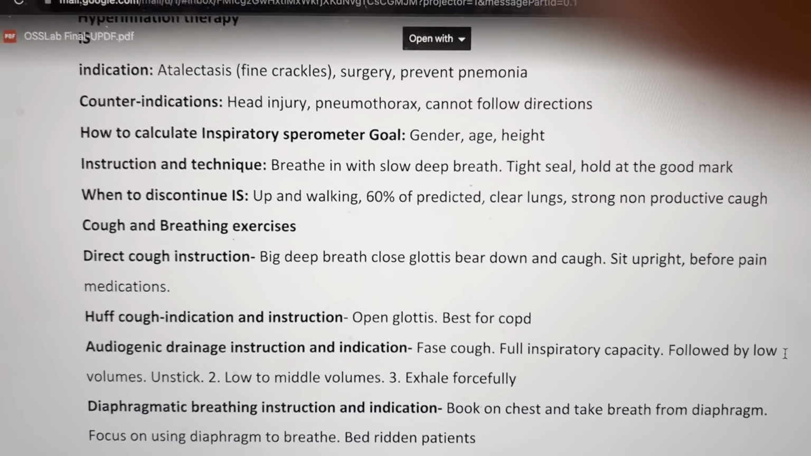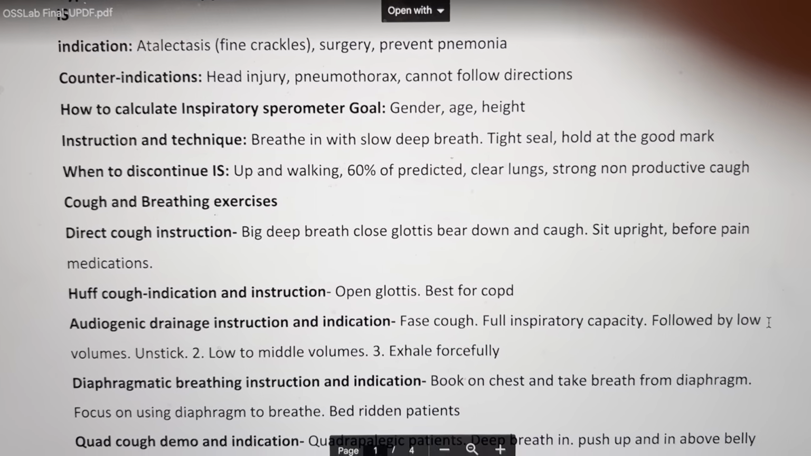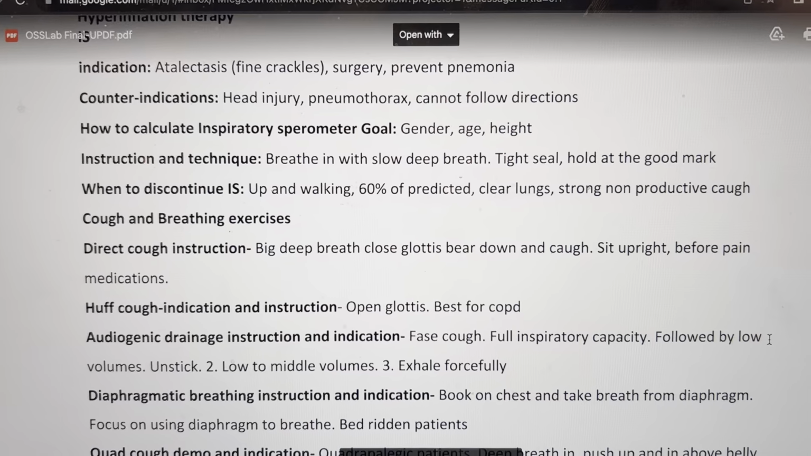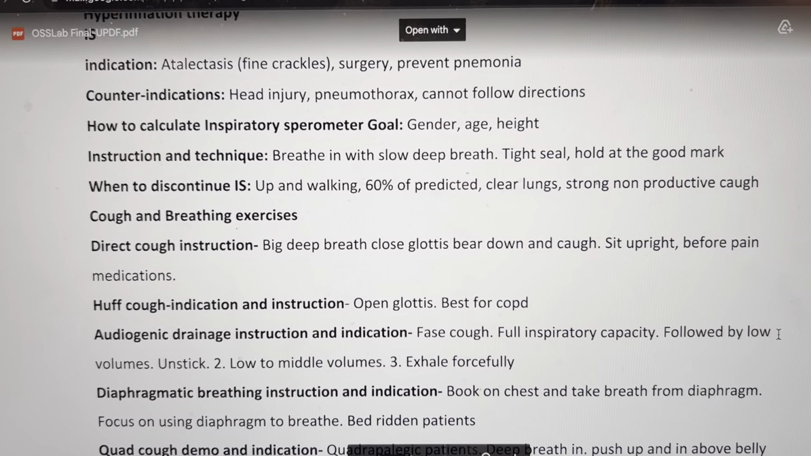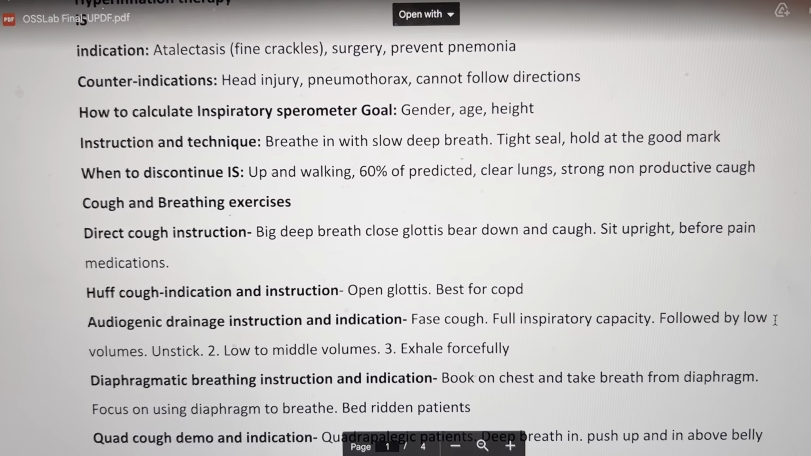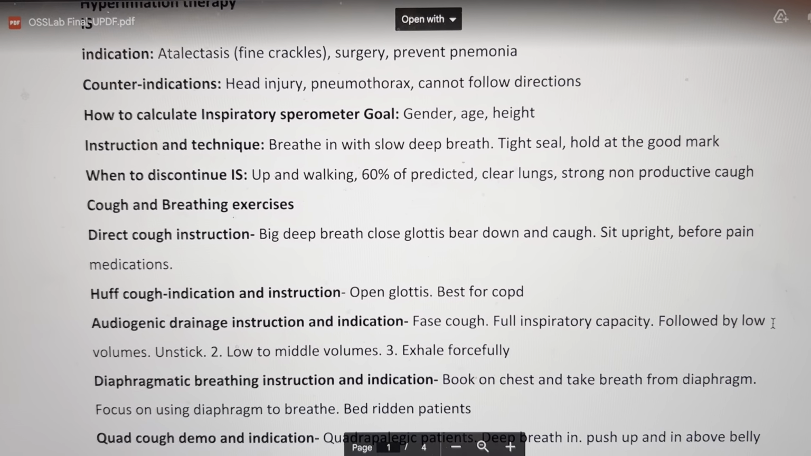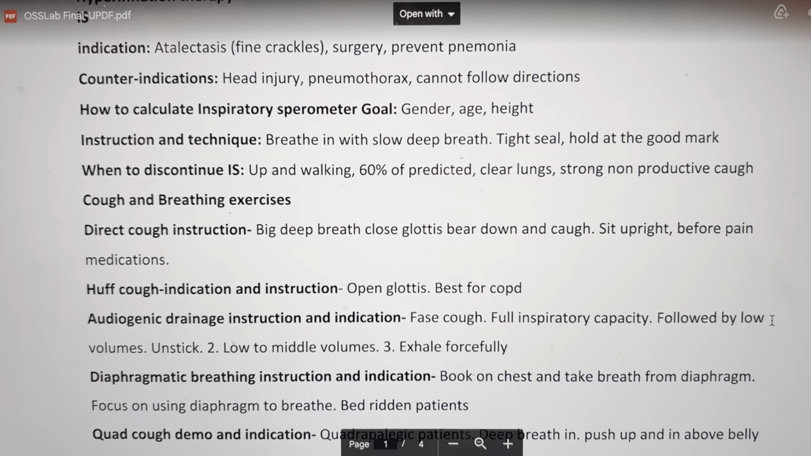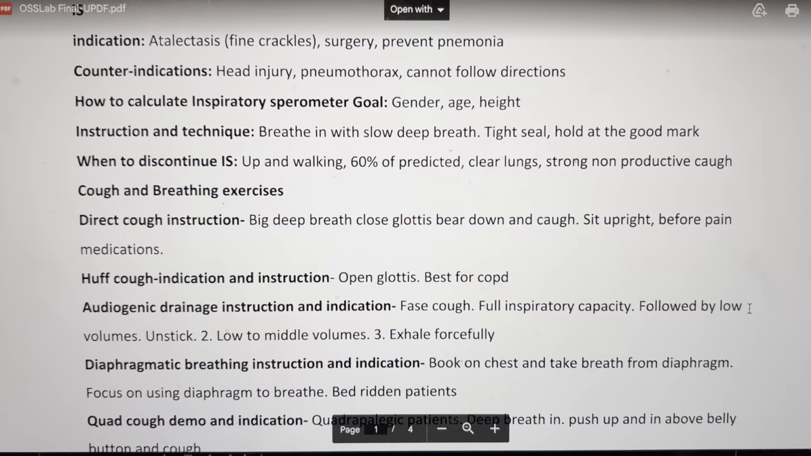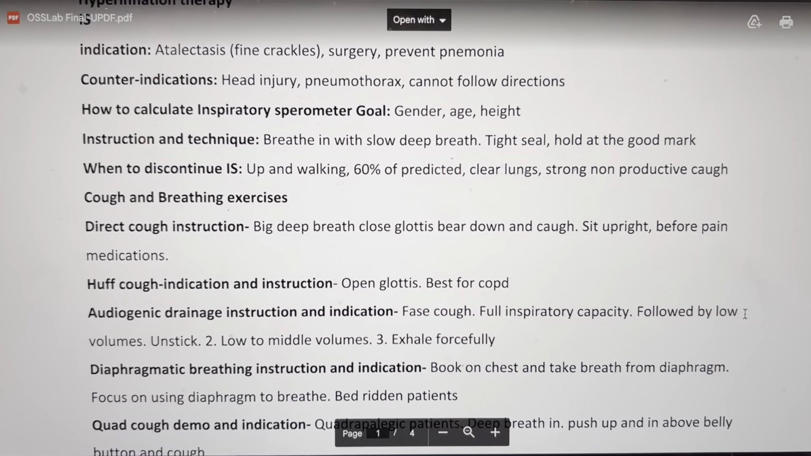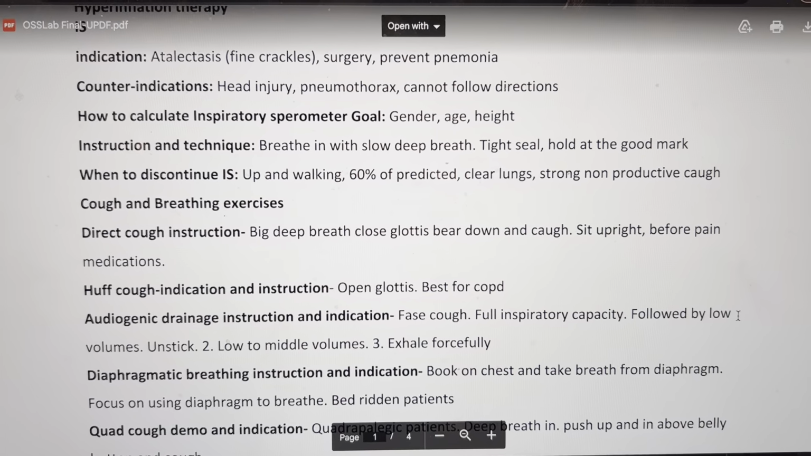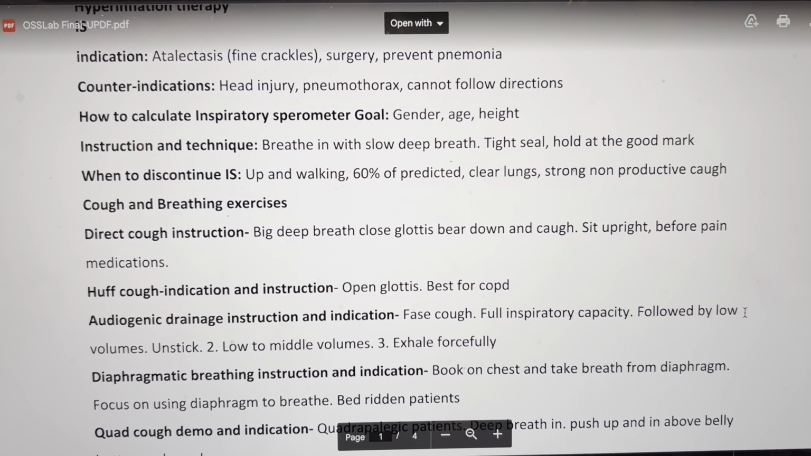When to discontinue the inspiratory spirometer: when the patient is up and walking, when the patient hits 60% of their predicted goal, when the patient has clear lung sounds and a strong non-productive cough.